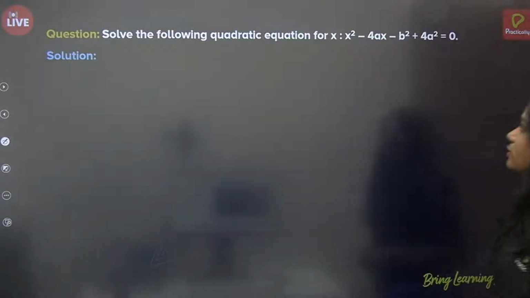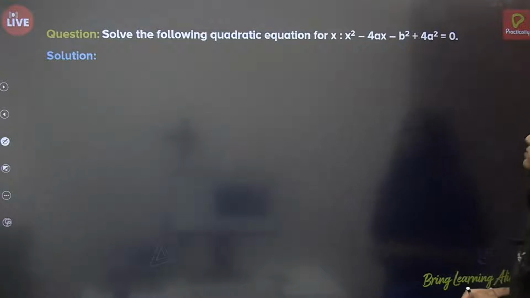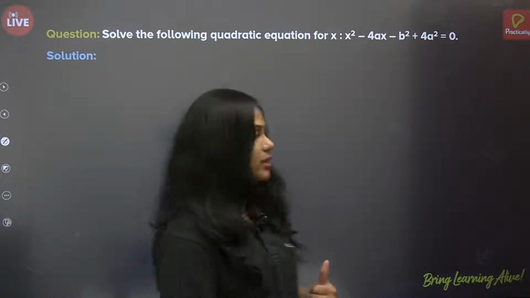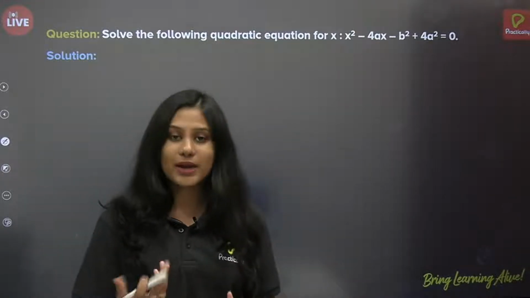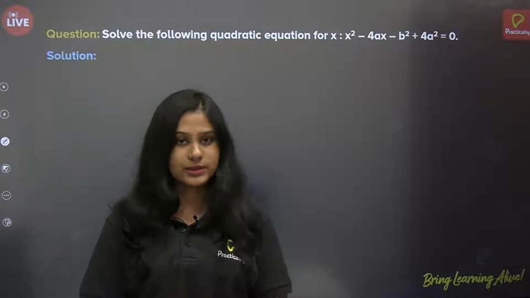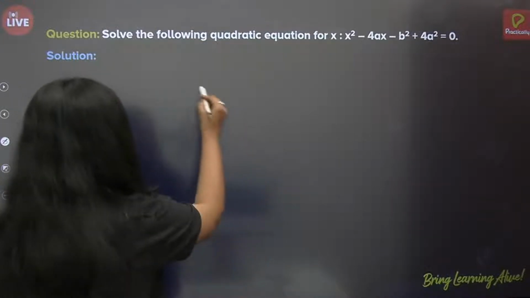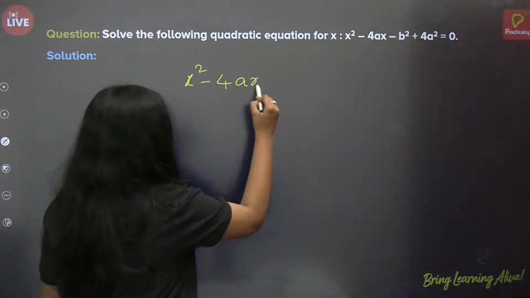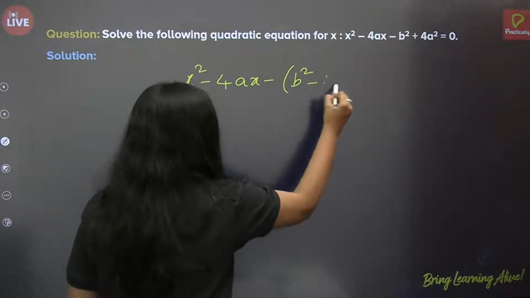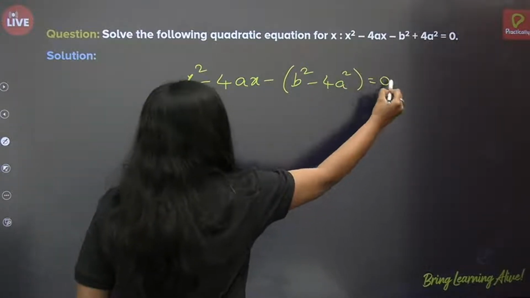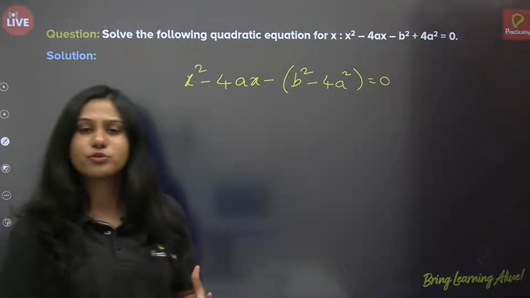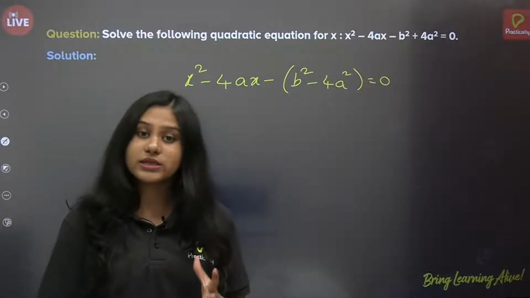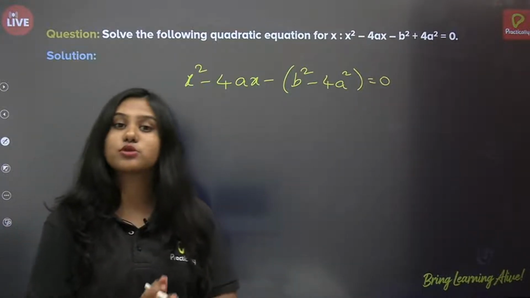Solve the following quadratic equation for x: x square minus 4ax minus b square plus 4a square equals 0. So this is our question. How do we solve it? We can use either the quadratic formula or the factorization method, correct? So let me write the equation. Given equation, x square minus 4ax minus of b square minus 4a square. I guess using factorization would be a difficult method for this problem, so let us solve this using the quadratic formula.